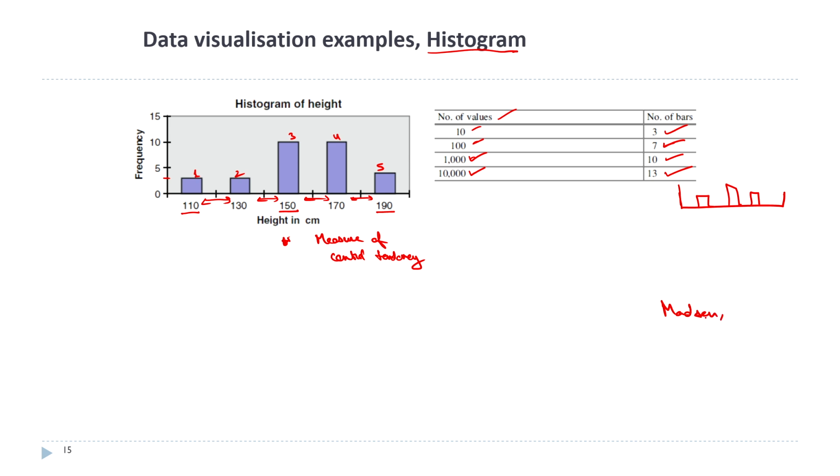There is a book, and all these graphs are taken from that book only. The title of the book is Statistics for Non-Statisticians. The reference of the book is given in the reference slide of this PPT. On the left hand side, in the y axis, we have the frequency, which gives me the measure of dispersion.